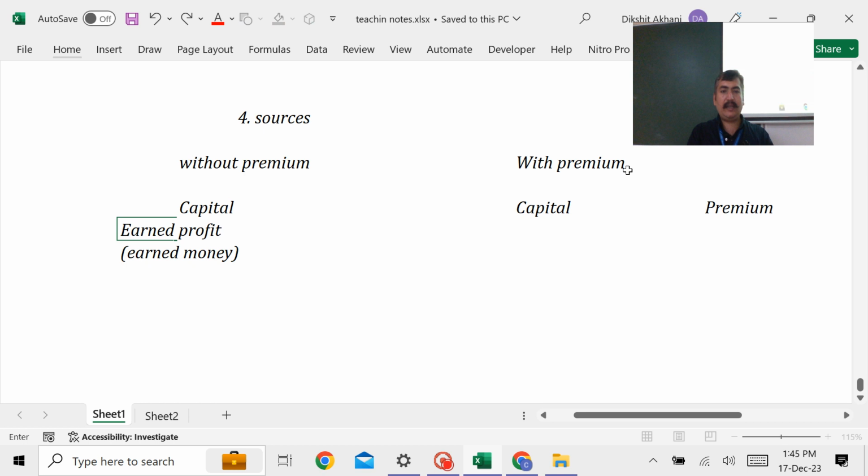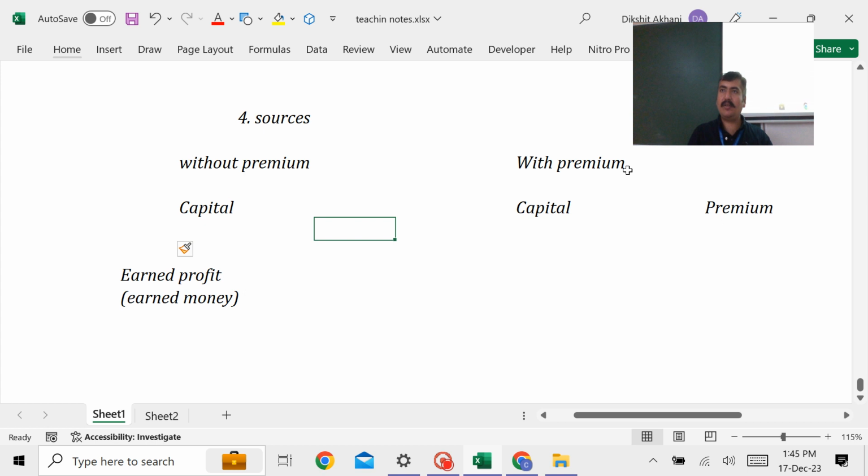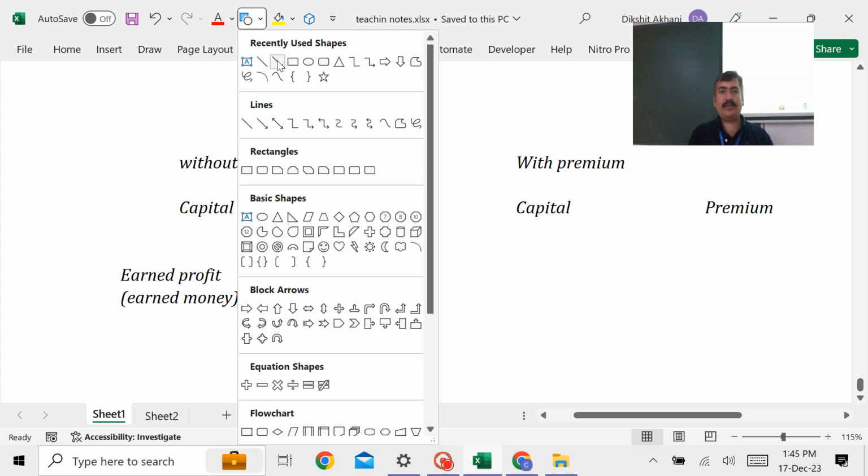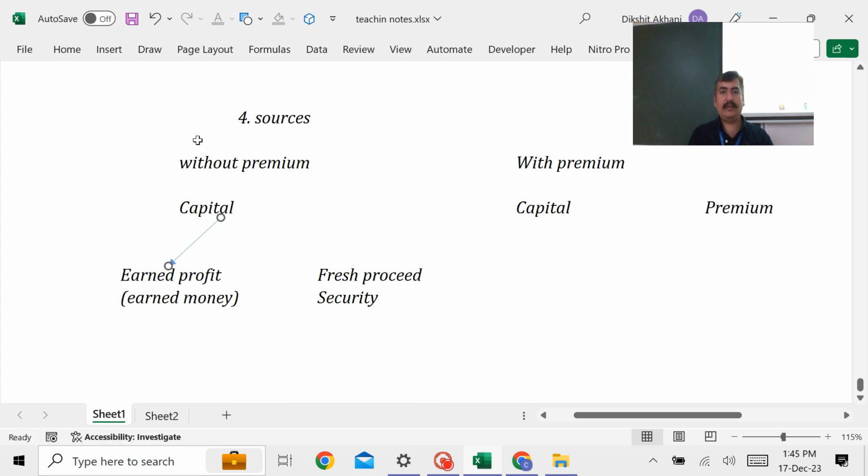And second, if you do not have sufficient profit, the second option the law is trying to give you is to issue the fresh proceeds of another security. अरे भाई, issue another security, take the money and pay the old one. Are you getting my point? So that is about the fresh proceeds of another security.